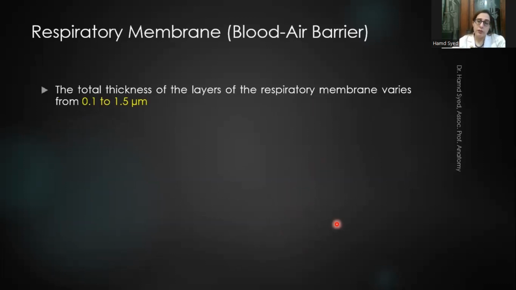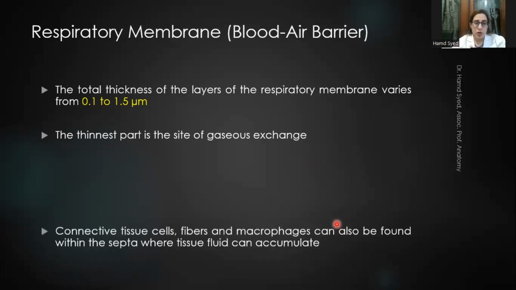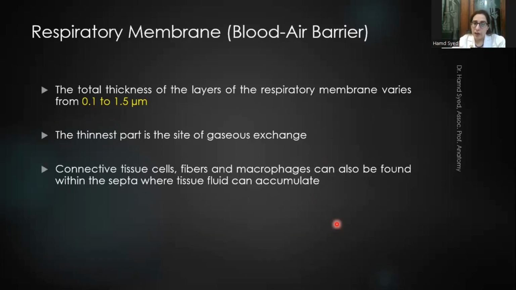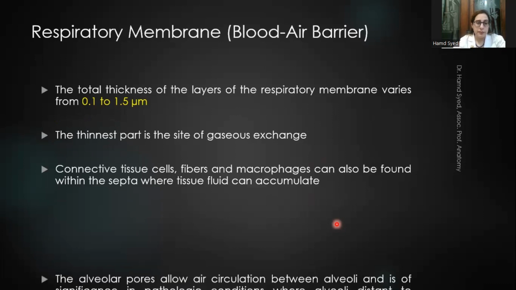The total thickness of these layers, or we could say the total thickness of the respiratory membrane, is about 0.1 to 1.5 micrometers. The thinnest part is the site of gaseous exchange, and connective tissue cells, fibers, and macrophages, remember, can also be found within the septa where tissue fluid can accumulate.